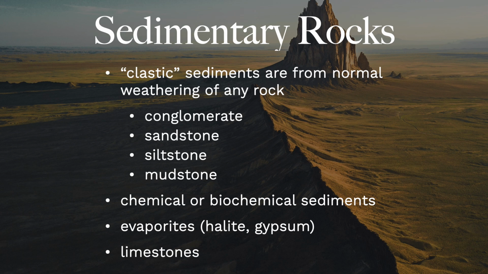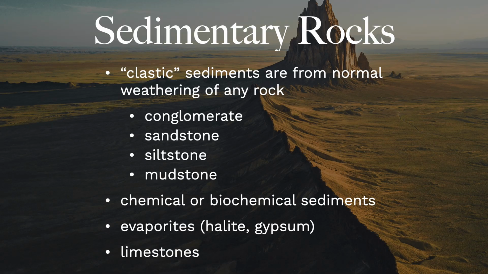So classic sediments are produced from the normal weathering of any rock, producing something such as a conglomerate, which is a rock with a bunch of different larger chunks of different rocks that are all stuck together. A sandstone, which is produced from sand-sized grains put together, siltstone, which has finer grains than sand, and then mudstone, which has even finer individual grains, the finest of individual grains that are cemented together to create that rock.